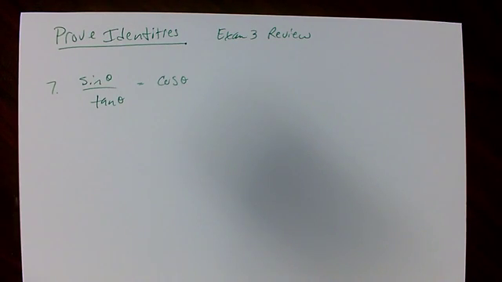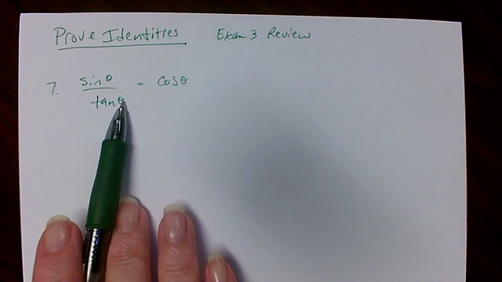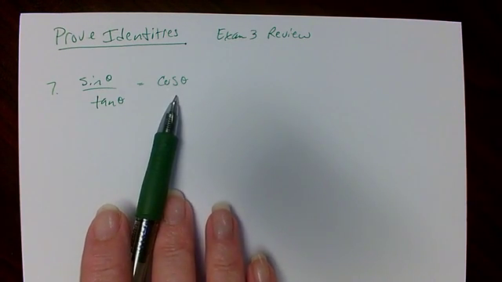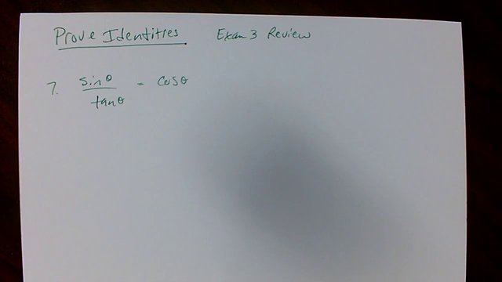Okay, so we are looking at proving identities. The first one we're looking at is sine theta over tangent theta is equal to cosine theta. When we're trying to prove identities versus when we are trying to simplify them, we need to prove that one side equals the other.